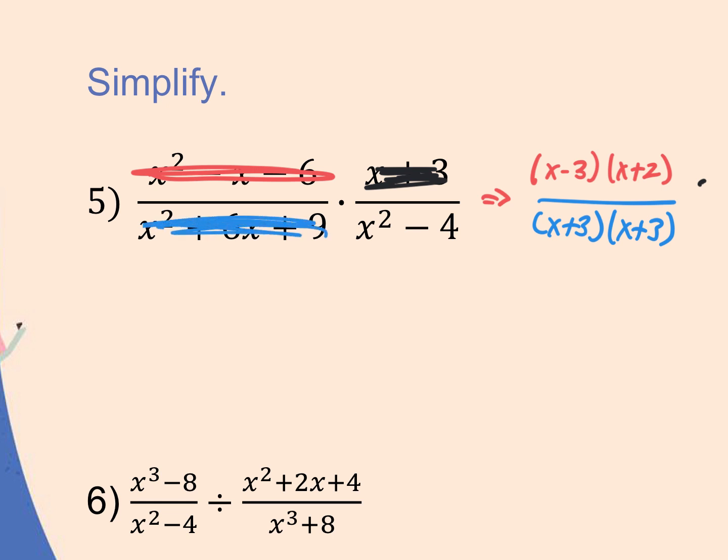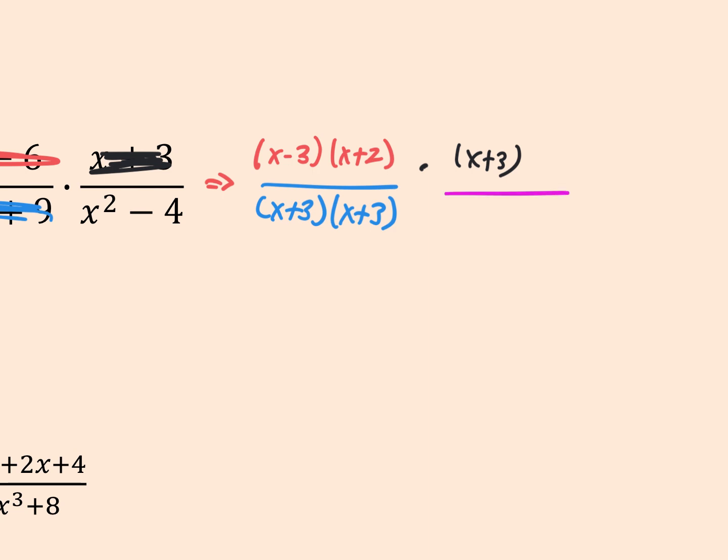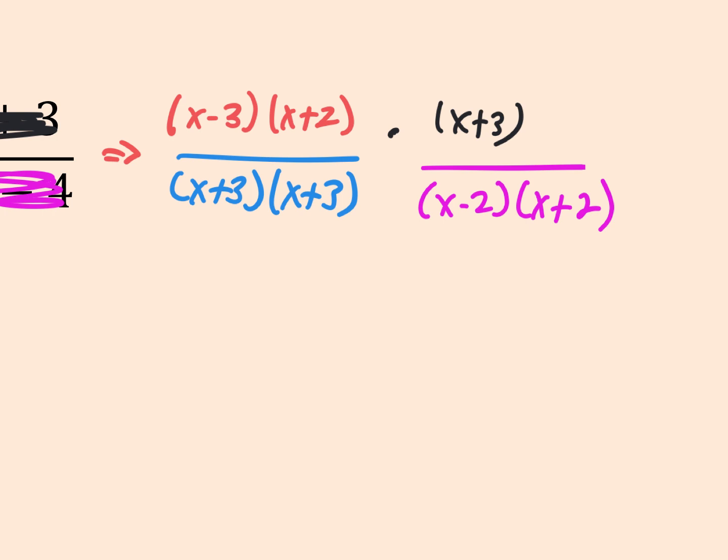Good. And then what happens with x squared minus 4? Perfect. X minus 2, x plus 2. Perfect. Now that we have every piece factored, let's just cancel. Take your time. Do I have an x minus 3 on the top and the bottom? No. Do I have an x plus 2 on the top and the bottom? Yes. So go ahead and cancel it. Do I have an x plus 3 on the top and the bottom? Yes. So what are we left with? What's my simplified answer?